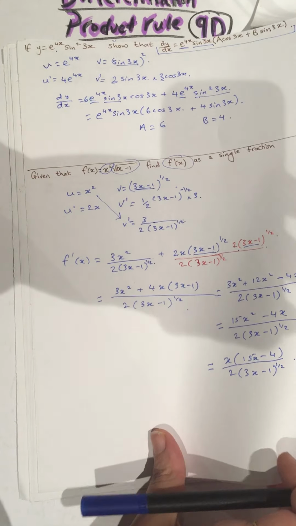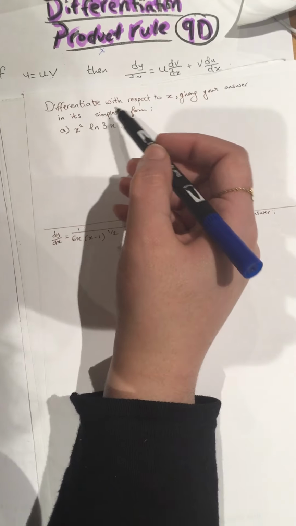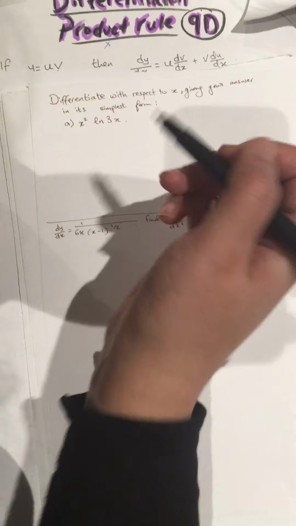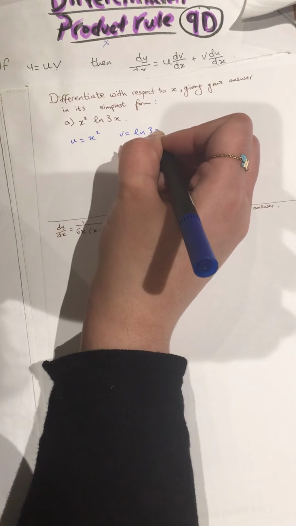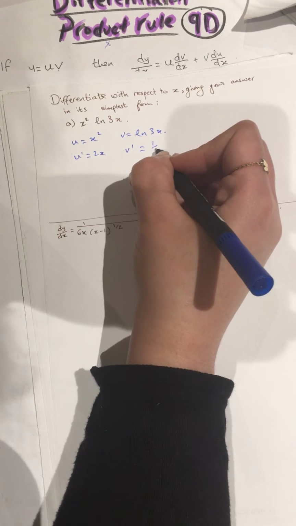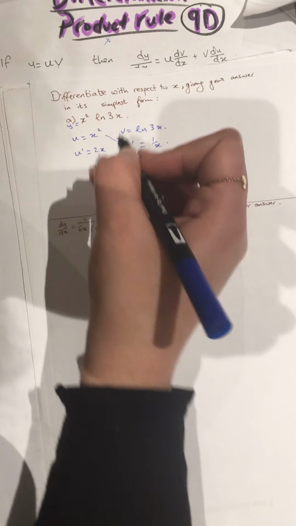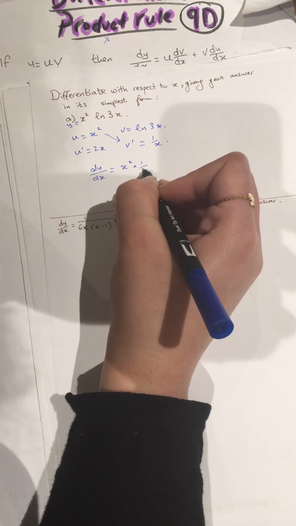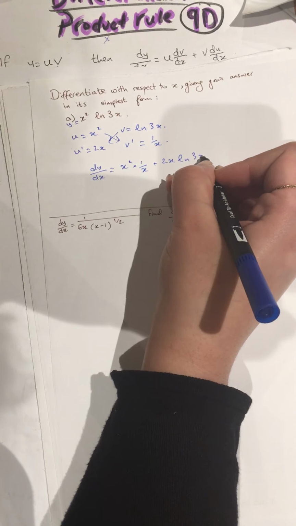Okay, let's look at another example. So this one says, differentiate with respect to x, giving your answer in its simplest form. I have this function. I can say u is equal to x squared, v is equal to ln 3x. I differentiate u, I get 2x. I differentiate v, I get 1 over x. I'm going to do that times that. Let's just say this is y. So dy by dx is equal to x squared times 1 over x plus this times that, 2x ln 3x.